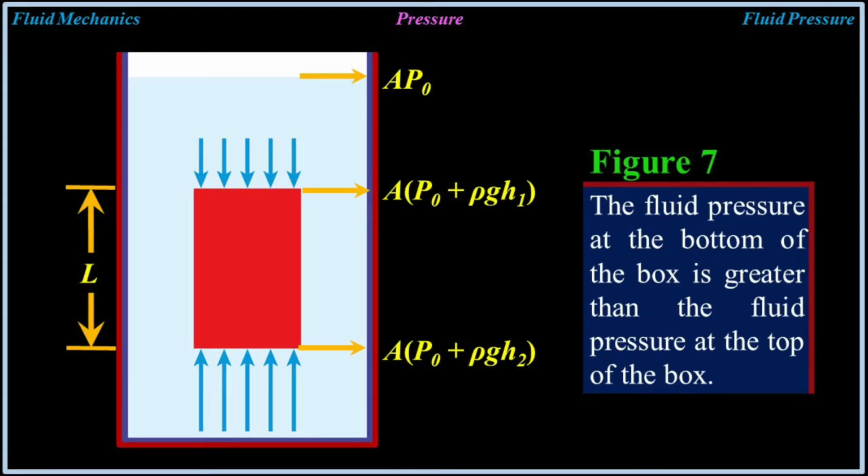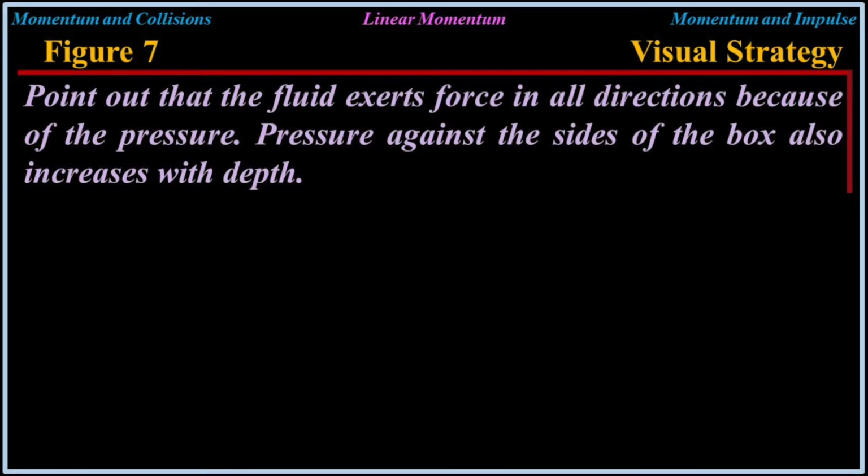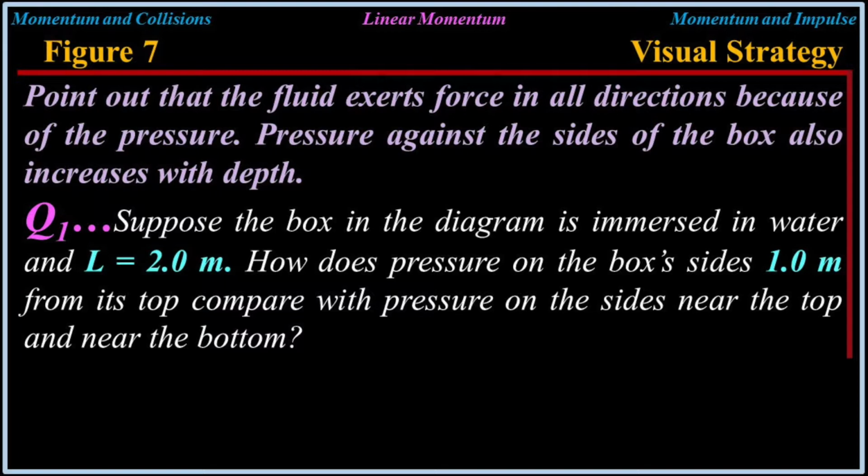In Figure 7, the fluid pressure at the bottom of the box is greater than the fluid pressure at the top of the box. And everywhere in between, the arrows would be increasingly larger as you go down the sides of the box. Very important diagram. Let's do a visual strategy for Figure 7. Point out that the fluid exerts force in all directions because of the pressure. Pressure against the sides of the box also increases with depth.